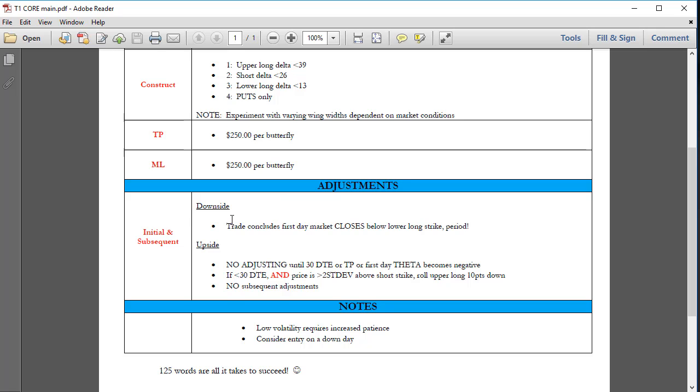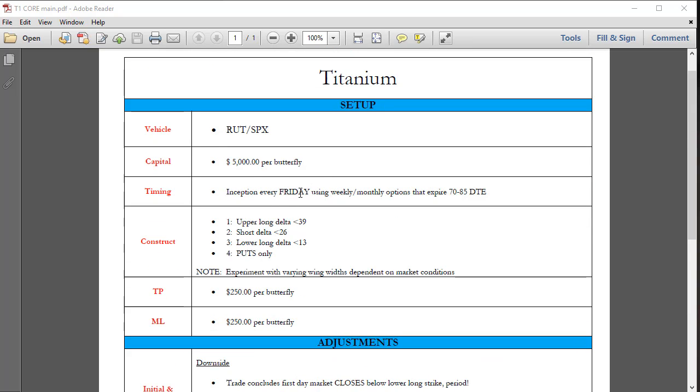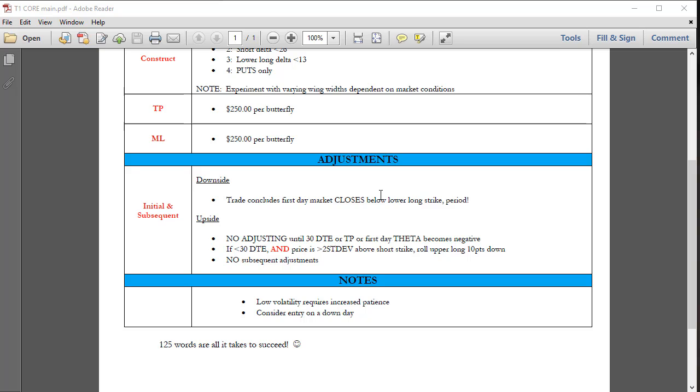And here are the adjustments. The very first day of the trade, if the market closes below the lower long strike, you're out. The trade is over. It doesn't matter, you're not going to be greater than your $250 maximum loss. That just means the market has moved significantly enough from inception to closing under the lower long strike, and we don't want to be in it anymore. We have another trade coming up the following Friday, so we just close it out. We do not overanalyze and over-adjust this trade.